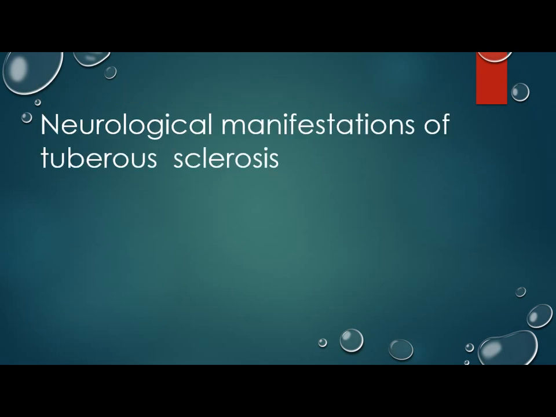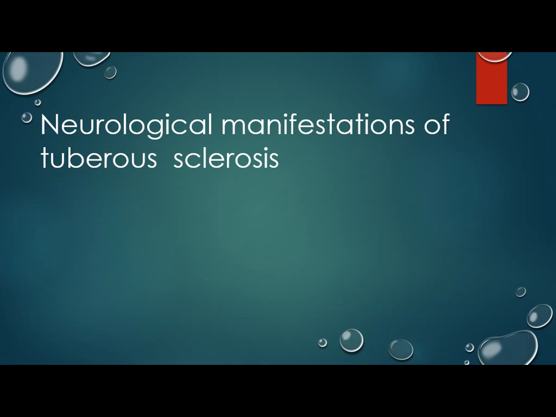Neurological manifestations. I will start from the commonest, which is cortical tubers, then subependymal nodules, white matter changes, and subependymal giant cell astrocytoma. Giant cell astrocytoma is not necessarily present in all cases of tuberous sclerosis. I will start with cortical tubers.